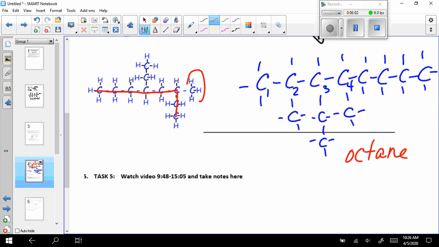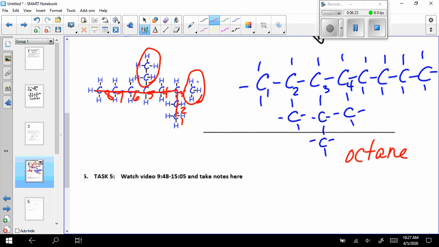And then I'm going to circle this branch, and I'm going to circle this branch. I think it makes it a little bit easier to name if I put a line where the chain is and circle the branches. Now I'm going to number the carbons. 1, 2, 3, 4, 5, 6, 7, 8. And you'll notice I started from this side because it's closest to the action.